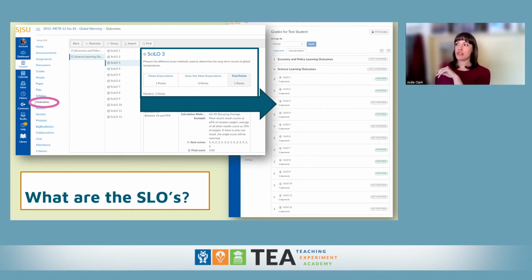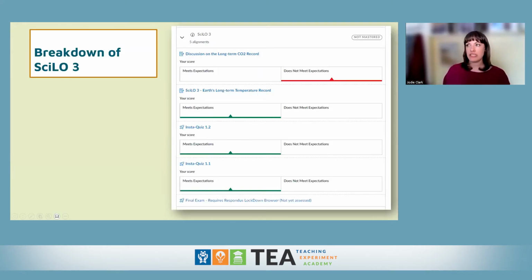Let's look closer at science learning outcome 3 to understand why the student hasn't mastered this outcome yet. This is a breakdown of the 5 alignments that you can see.